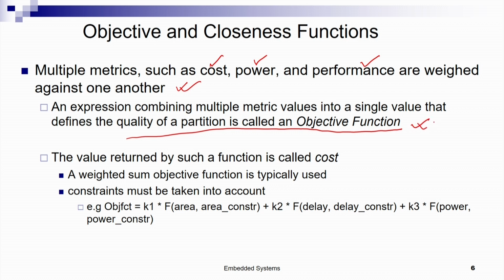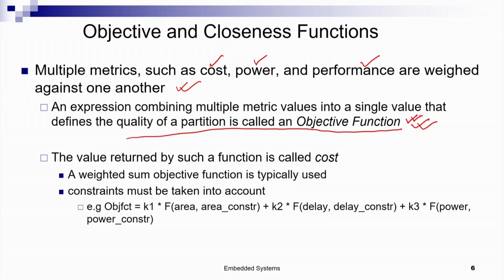So, we will have a partition into hardware and software. How do we partition into hardware and software? Some of my modules in my task graph will be implemented in software and some of my modules will be implemented in hardware, and this is essentially a partition. For this partition, we will have to find out how good that partition is. That will be determined by an objective function, and that objective function will provide me a single value weighing the multiple metrics on which my partition depends, for example, cost, power, performance, etc.